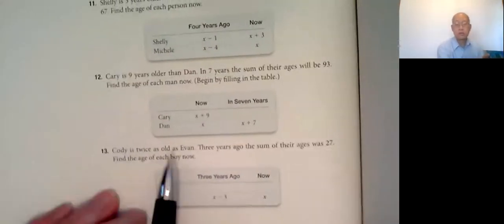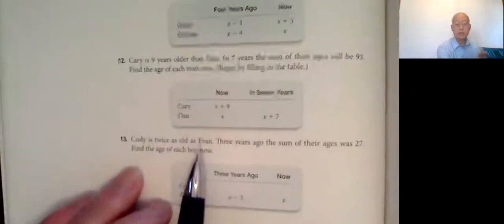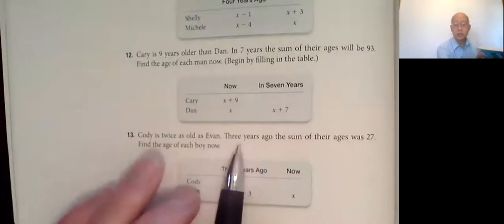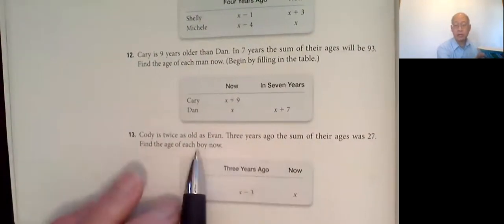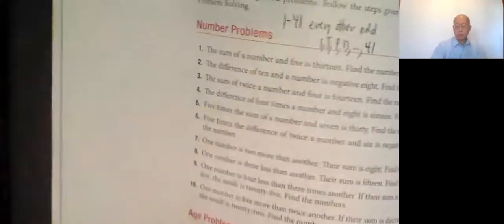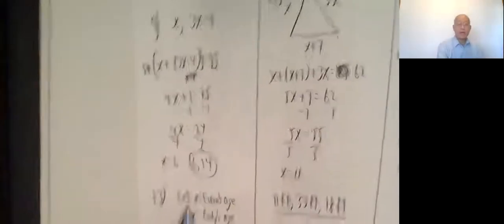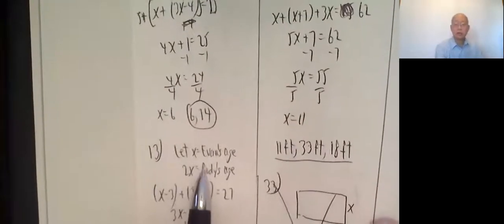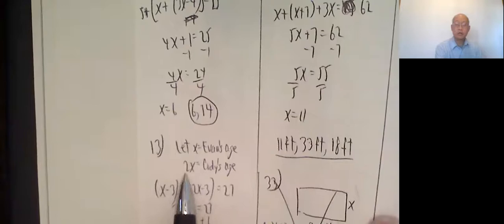13. Cody is twice as old as Evan. 3 years ago, the sum of their ages was 27. Find the age of each boy right now. Okay. So I let x be Evan's age. Cody is twice as old, so 2x would be Cody's age.